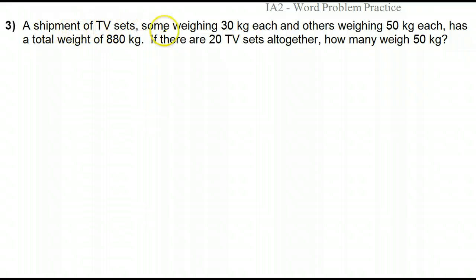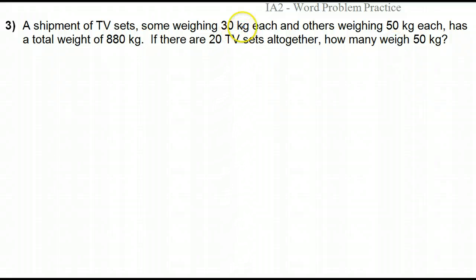A shipment of TV sets, some weighing 30 kilograms, others weighing 50 kilograms, has a total weight of 880 kilograms. There are 20 TV sets altogether. How many weigh 50 kilograms?